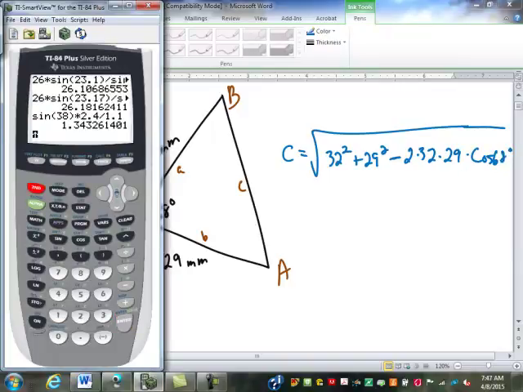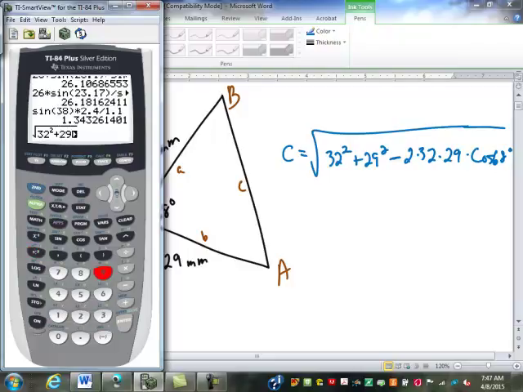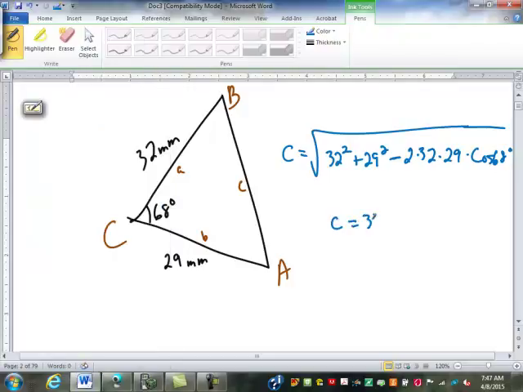So second, square root, 32 squared plus 29 squared minus 2 times 32 times 29 times the cosine of, what was it, 68? Now remember, on my calculator, I only have to close the parentheses once for the cosine. On many of yours, you have to close it once for the cosine and close it again for the end of the square root. So I get 34.20. So C is 34.20 millimeters in length.